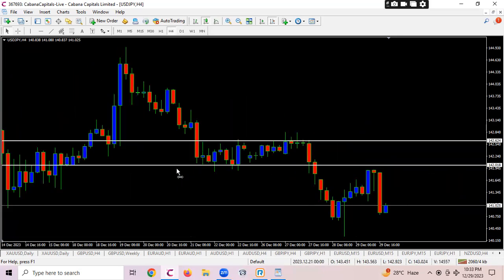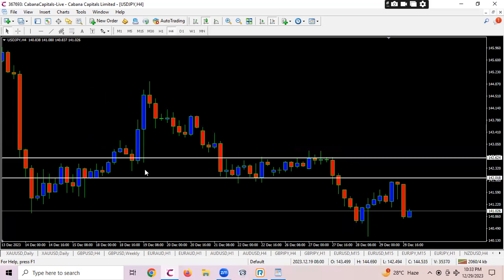Okay, so now let's look at what we have on USDJPY. Now, as a beginner trader, as a new trader, I would advise you work with 3 time frames. Note it down. 3 time frames you have to work with as a beginner trader: the daily, 4-hour, and 1-hour time frame. Your analysis starts from the daily time frame.